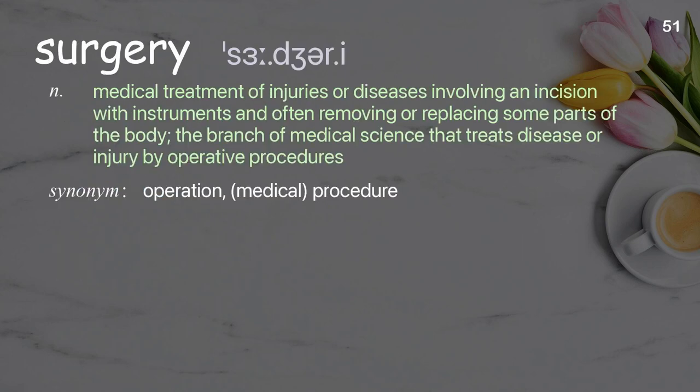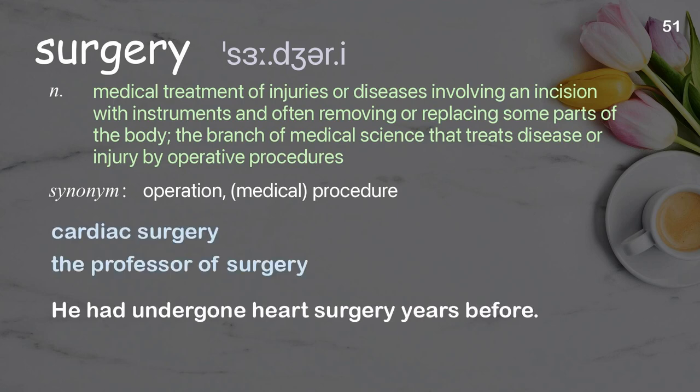Surgery. Medical treatment of injuries or diseases involving an incision with instruments and often removing or replacing some parts of the body, the branch of medical science that treats disease or injury by operative procedures. Examples: Cardiac surgery. The professor of surgery. He had undergone heart surgery years before.